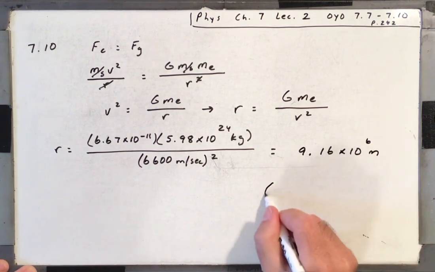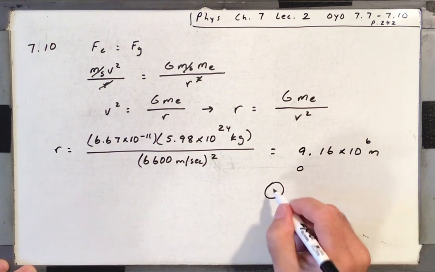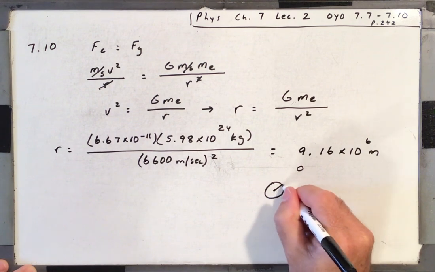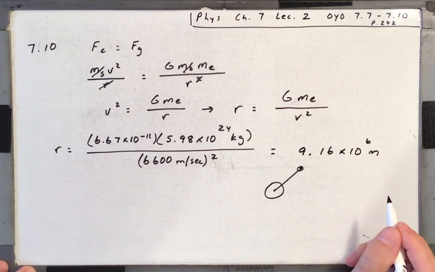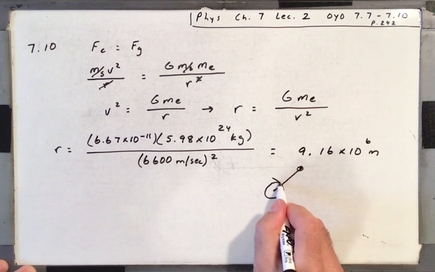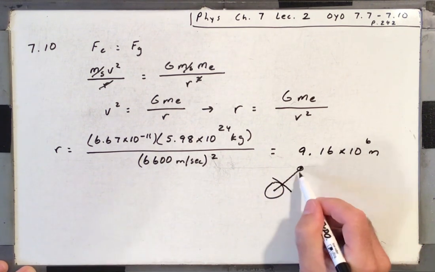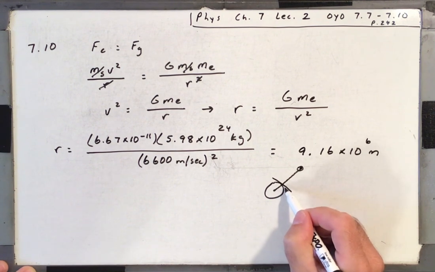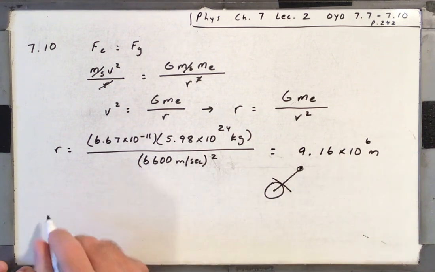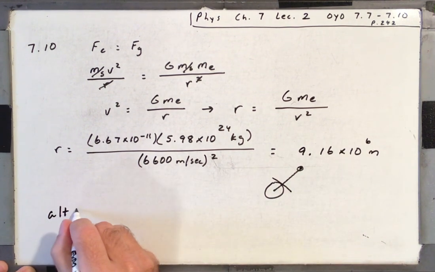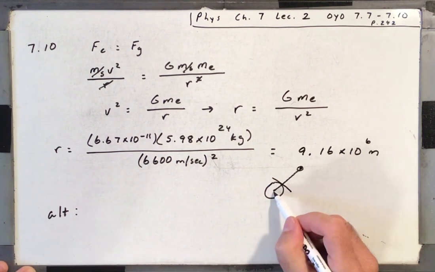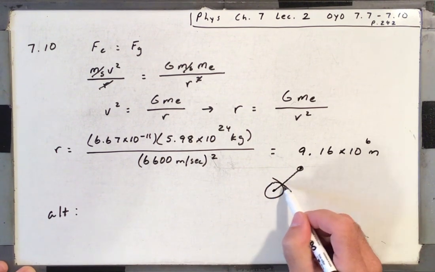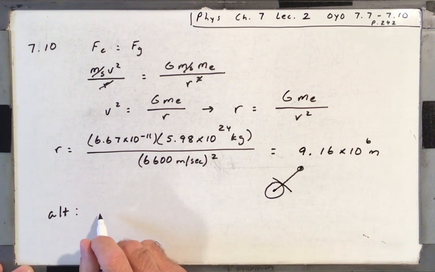But that's the radius, the distance from the middle of the Earth to the middle of the satellite. Okay, we want to know the altitude. Well, the altitude is the distance between the satellite and the surface of the Earth. So we need to get the radius of the Earth. The altitude is going to be that entire radius, what we just calculated, minus the distance from the center of the Earth to the surface of the Earth.